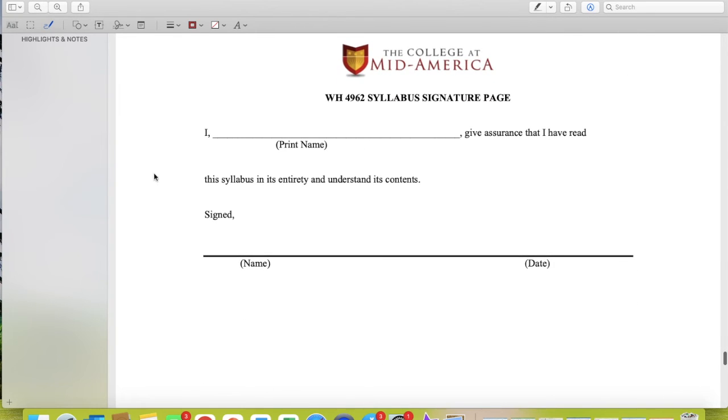Okay, this is a paper that says you received the syllabus and that you understand it. Instead of signing this and tearing it out and scanning it, all you have to do is send me an email saying that you received the syllabus and you understand it. That's all you've got to do. I'll print it out and put it in your file.